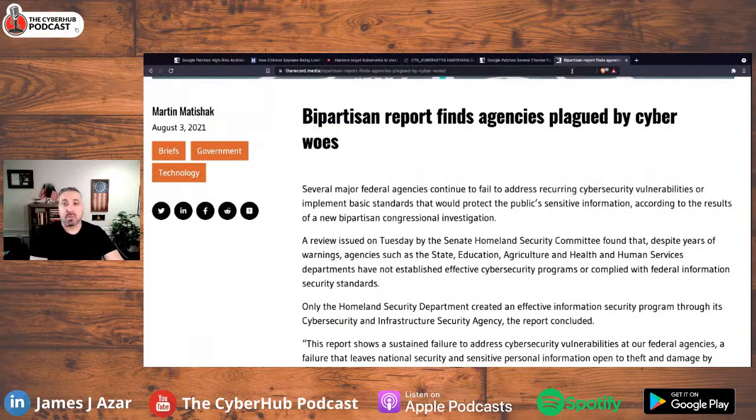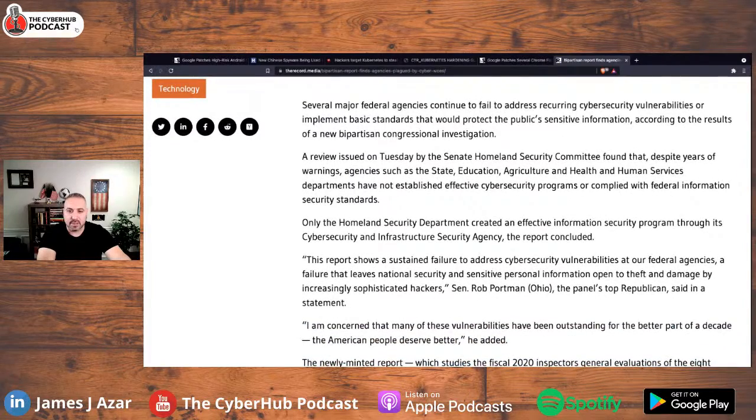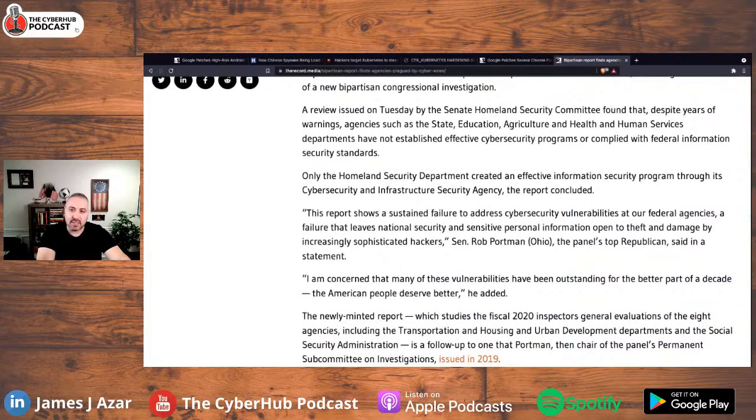And finally, a bipartisan report finds agencies plagued by cyber woes. Several major federal agencies continue to fail to address recurring cybersecurity vulnerabilities and implement basic standards that would protect the public's sensitive information, according to a bipartisan congressional investigation. This investigation was issued yesterday by the Senate Homeland Security Committee. It found that despite years of warning, agencies such as State, Education, Agriculture, and HHS, which stands for Health and Human Services, have not established effective cybersecurity programs or complied with federal information security standards. Only the Homeland Security Department created an effective information security program through its CISO, of course.